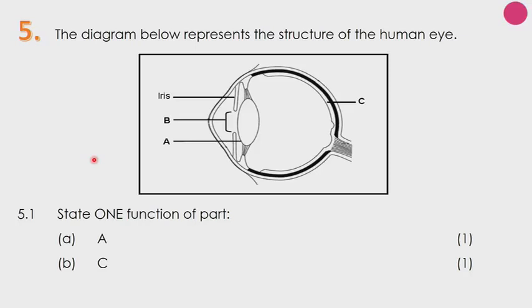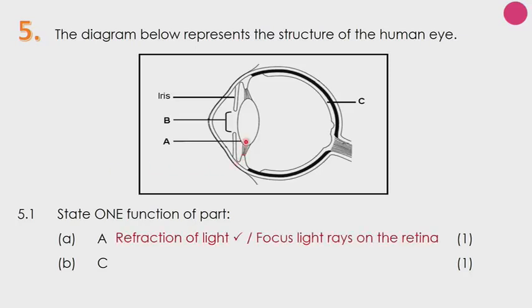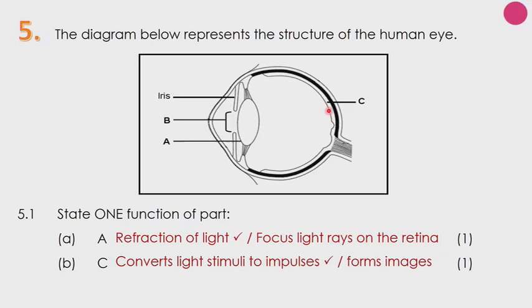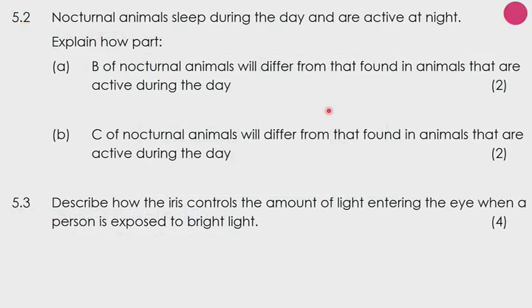So one function of the lens is to refract light in order to focus those light rays on the retina. That is its main responsibility, and that's what it does during eye accommodation. C, your retina, is the place that contains those photoreceptors, but that's not a function, that's a structure. So you must basically give the function of the photoreceptors, which is to receive light stimuli and to convert them into impulses. Then they ask a quite nice question.